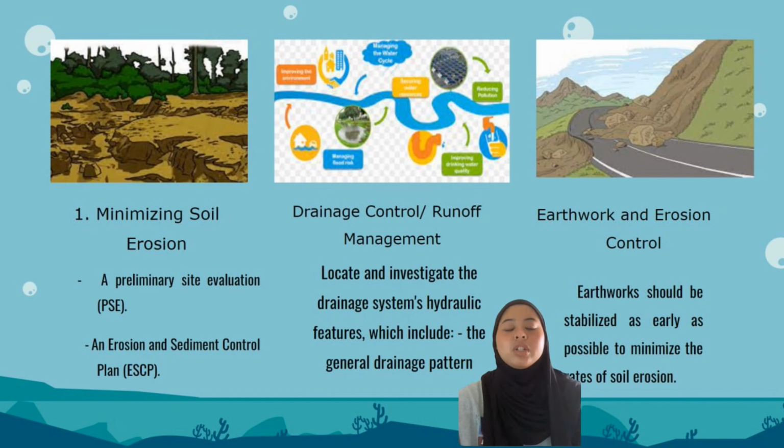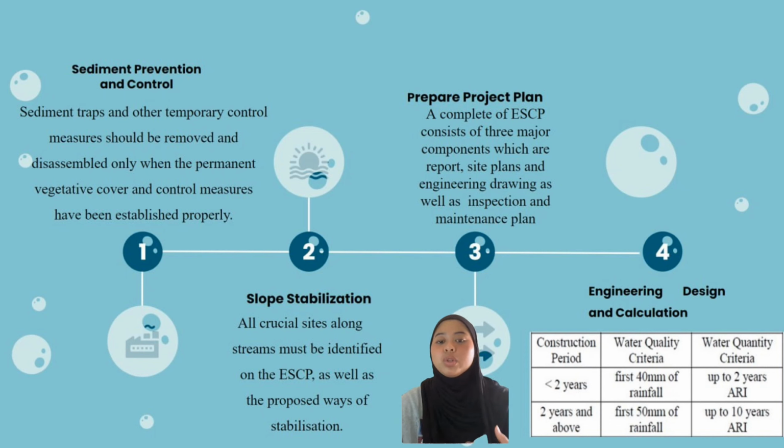The next chapter is the ways and prevention to control the sediment and erosion. The first one is sediment prevention and control. The second is slope stabilization. The third one is prepare project plan. And the fourth is engineering, design, and calculation.